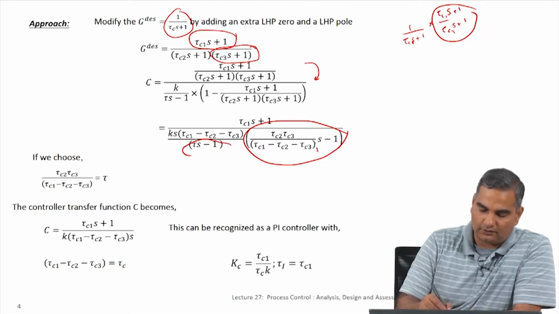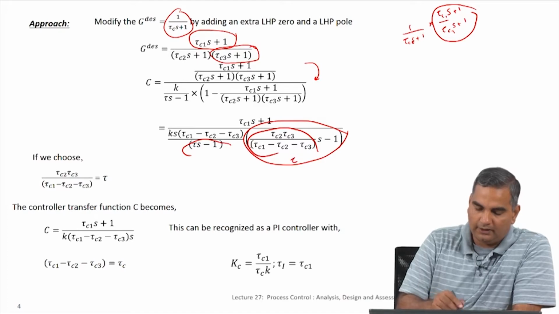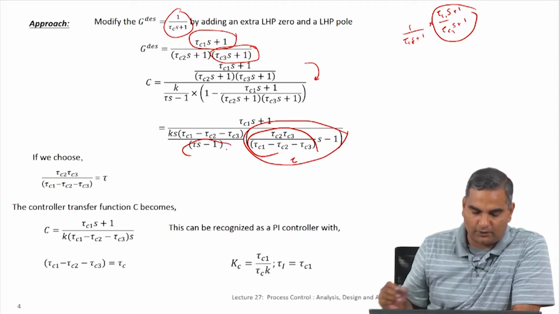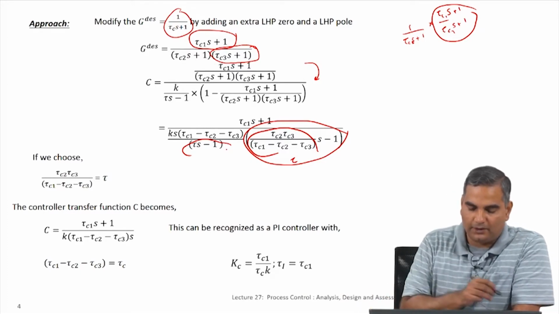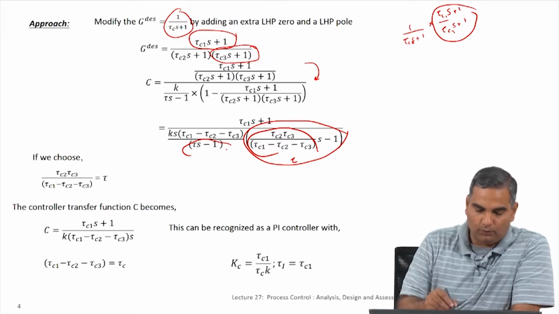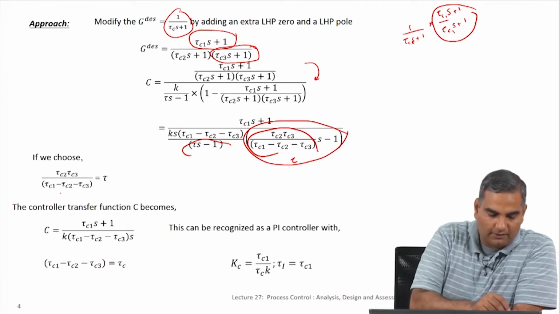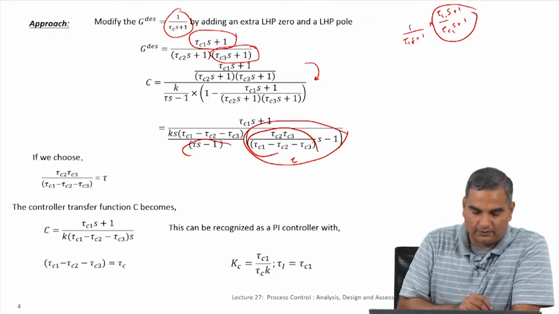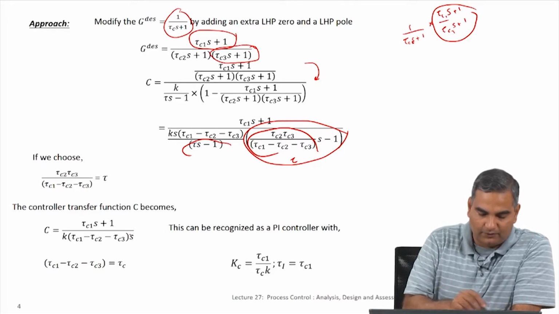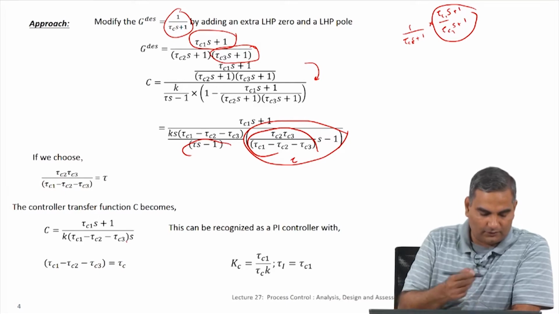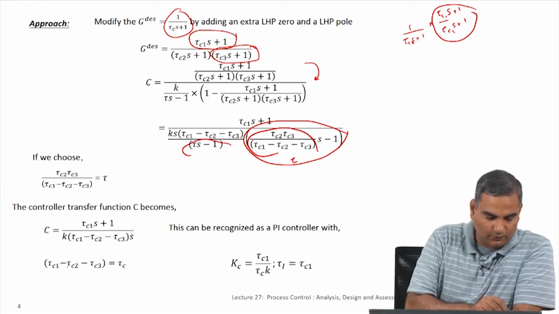So if I choose this to be equal to tau, then I will have tau s minus 1, and in the numerator I will have tau s minus 1. So I can do this tau s minus 1 cancellation. So notice how I introduce a pole zero cancellation in the controller computation. So if I set tau C2 tau C3 divided by (tau C1 minus tau C2 minus tau C3) to be tau, then I can cancel this tau s minus 1 and this tau s minus 1, and what I will be left with for the controller will be (tau C1 s plus 1) divided by k times (tau C1 minus tau C2 minus tau C3) s.